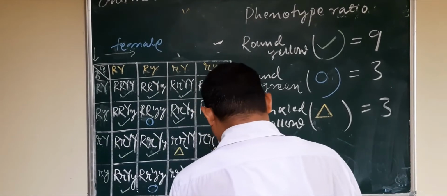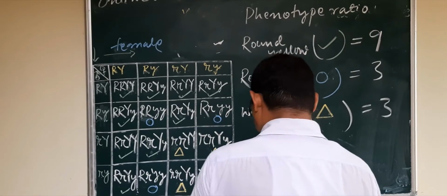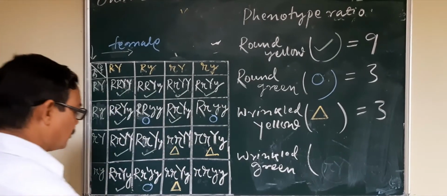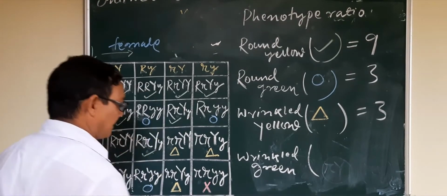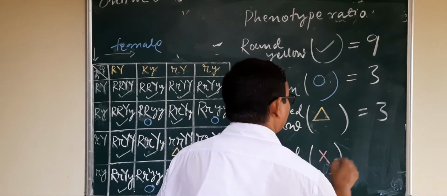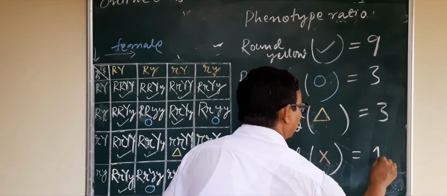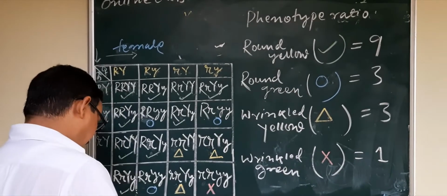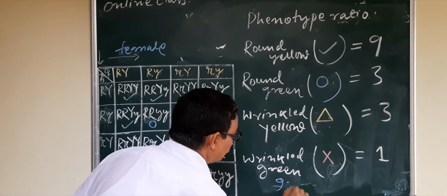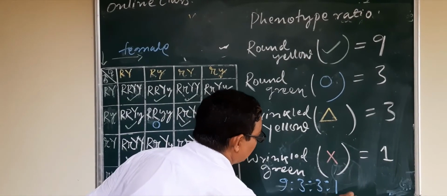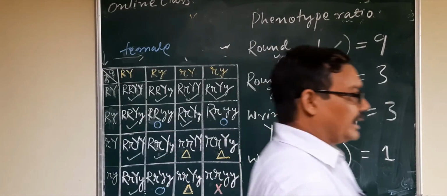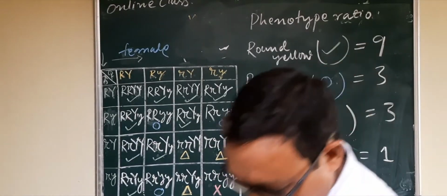In this way we have seen that. You may put here a sign again. One. That means the phenotypic ratio is here 9:3:3:1. In this way you are able to do the dihybrid cross or experiment.